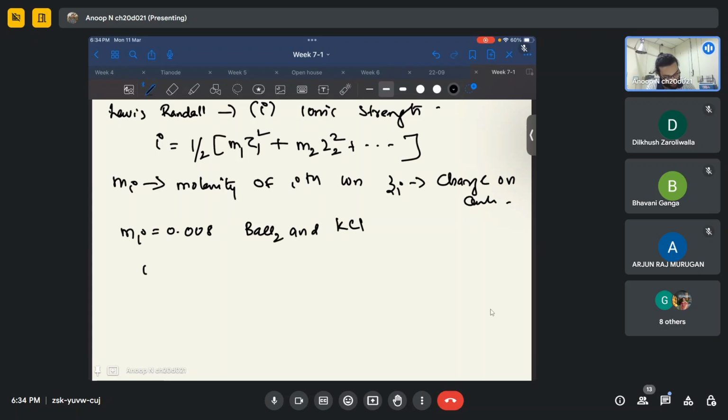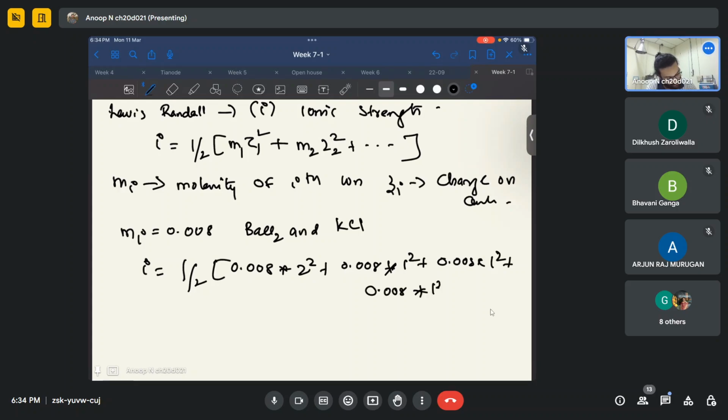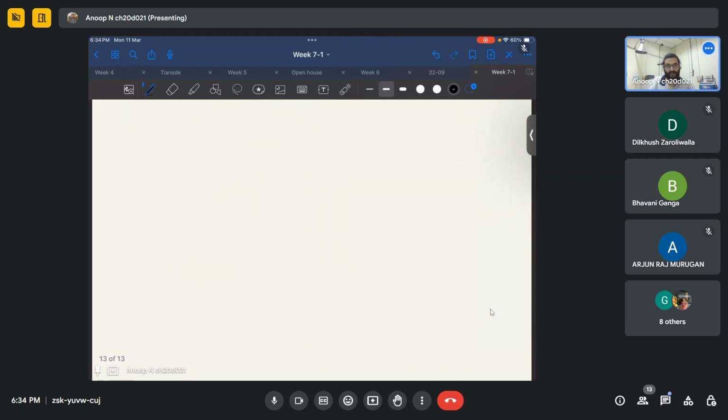So in this case, we can write I is equal to half into 0.008 into 2 square plus 0.008 into 1 square plus 0.008 into 1 square. So the value will be, here ionic strength will be 0.029. So this is the example given in the class. So this is the new term introduced by Lewis and Randall.